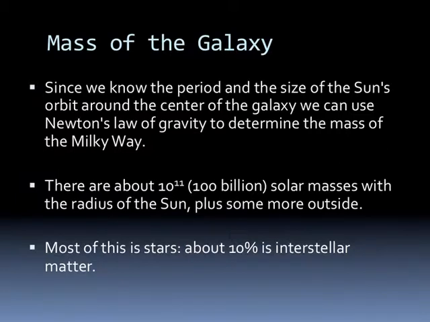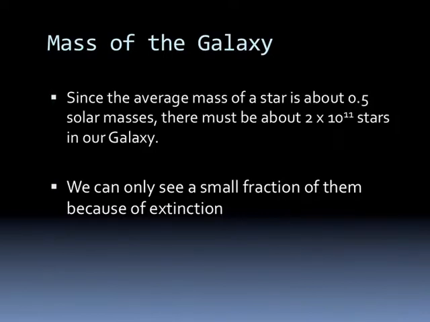Since we know the period and size of the sun's orbit around the center of the galaxy, we can use Newton's law of gravity to determine the mass of the Milky Way. There are about 10^11, or 100 billion solar masses within the radius of the sun, plus some more out. Most of this is stars. About 10 to 15% is interstellar matter. Since the average mass of a star is about a half solar mass, there must be about 2 times 10^11 stars in our galaxy. Again, we only see a small fraction of them because of extinction.